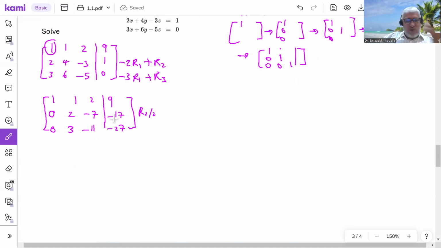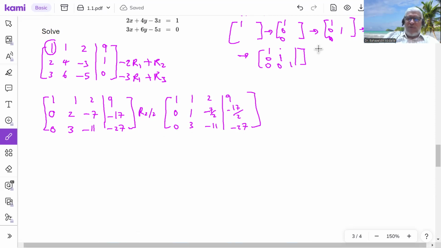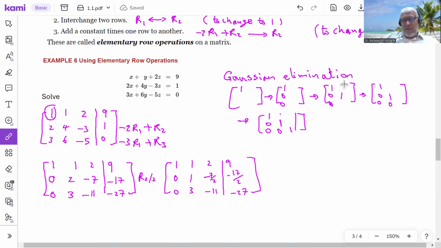This is the first operation. Okay? So the new matrix would be 1, 1, 2, 9. There is no change. And here I have 0, and now I have 1, and negative 7 over 2, and negative 17 over 2. So I finished this one. I made 1. I have a leading 1 now in column 2. This is called the leading 1 in column 2.